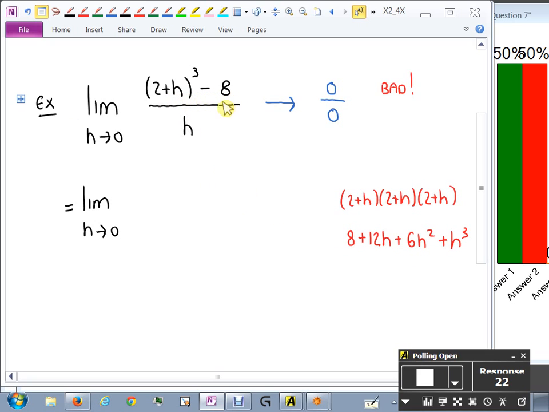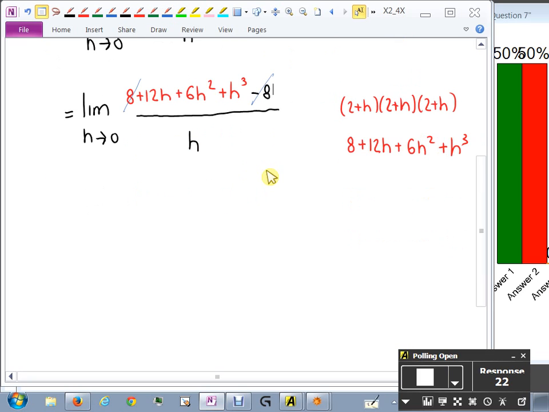And then I have minus 8. So let me just write that all down. I have 8 plus 12h plus 6h squared plus h cubed, but then I have minus 8, all of this over h. And what happens here? Do y'all see what happens up on top? The 8's cancel. Right? 8 minus 8, 0. And so everything that's left has something in common. They all have an h.